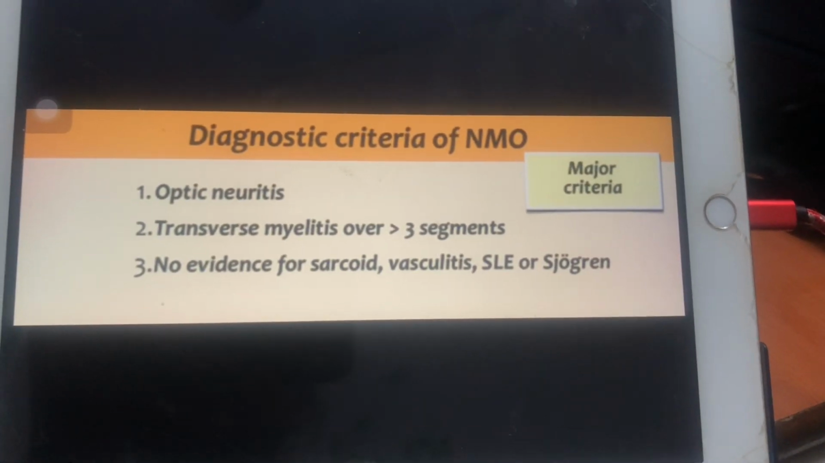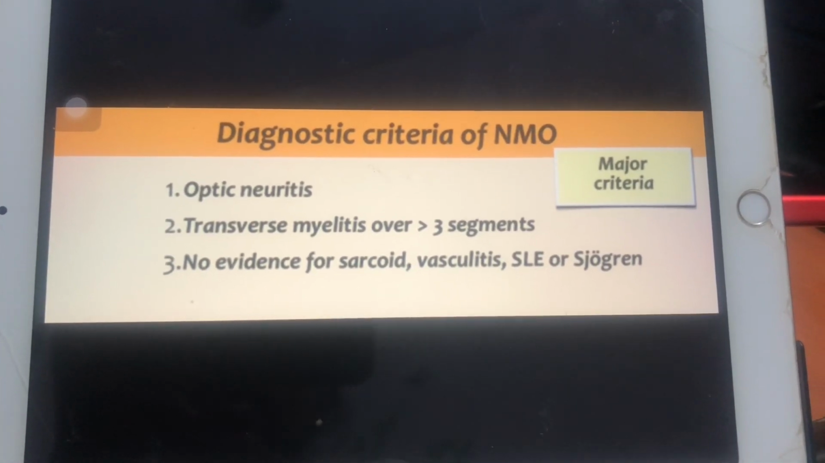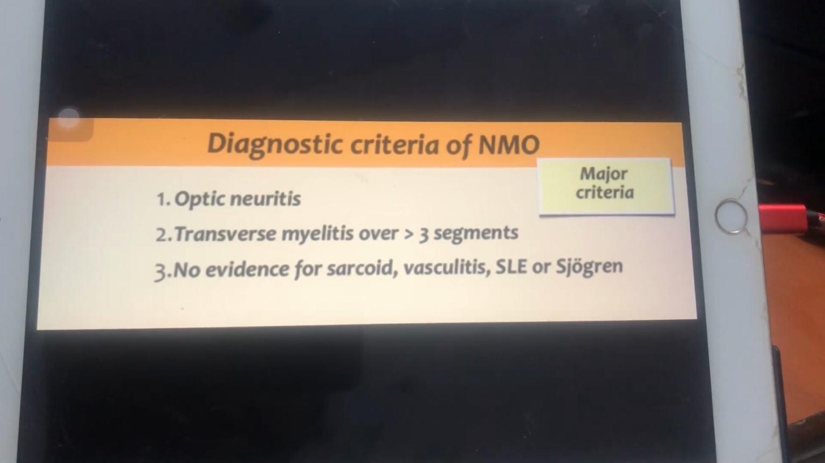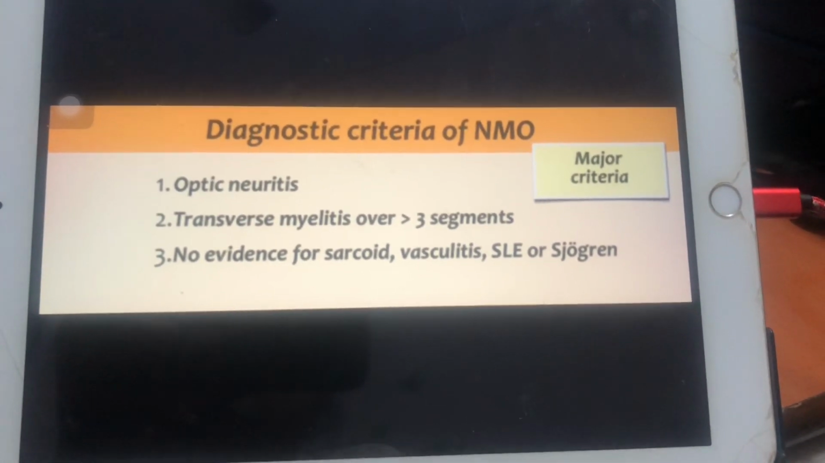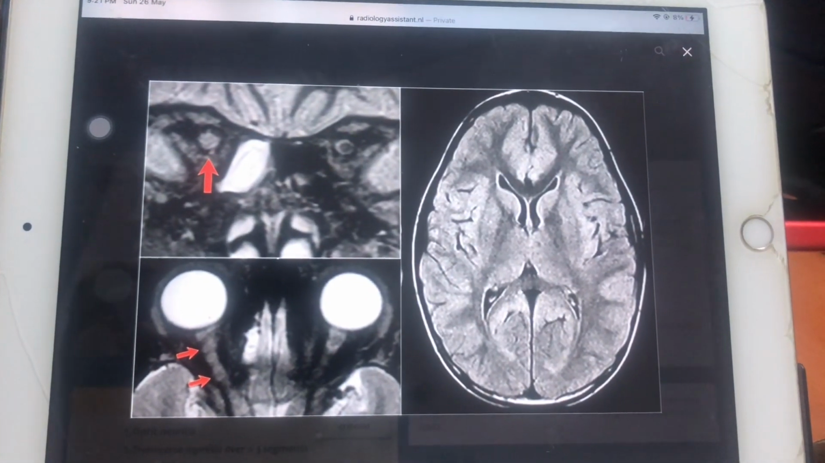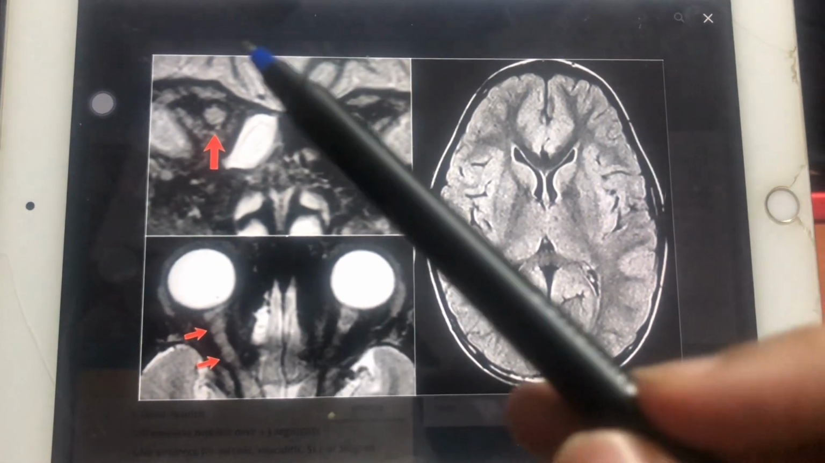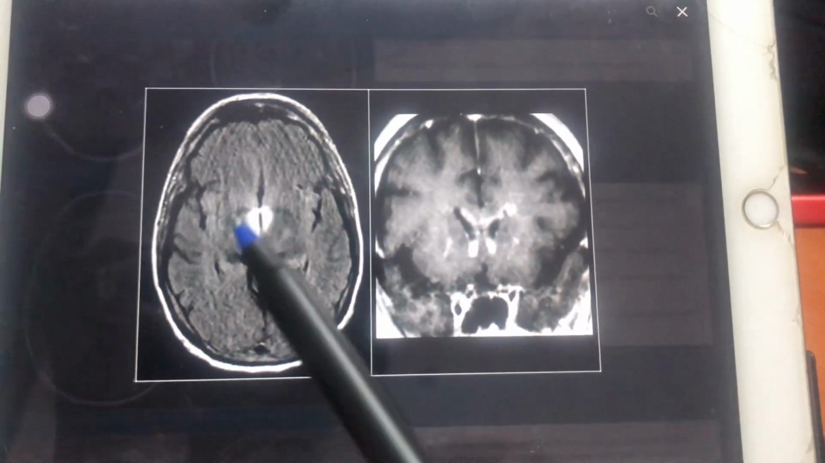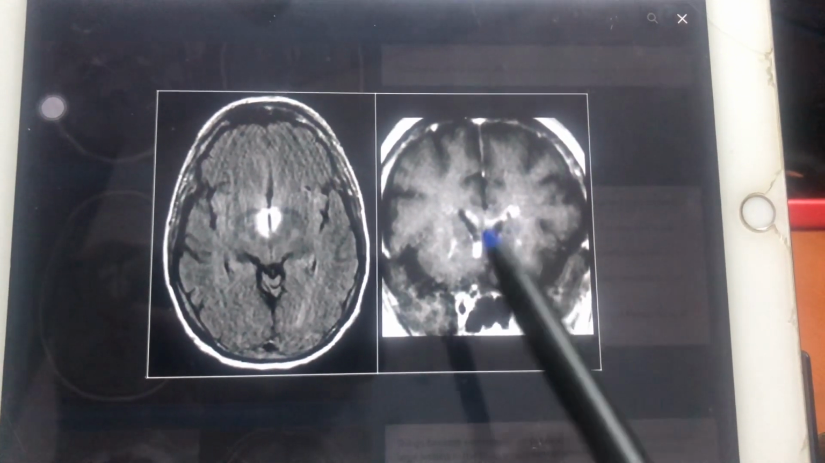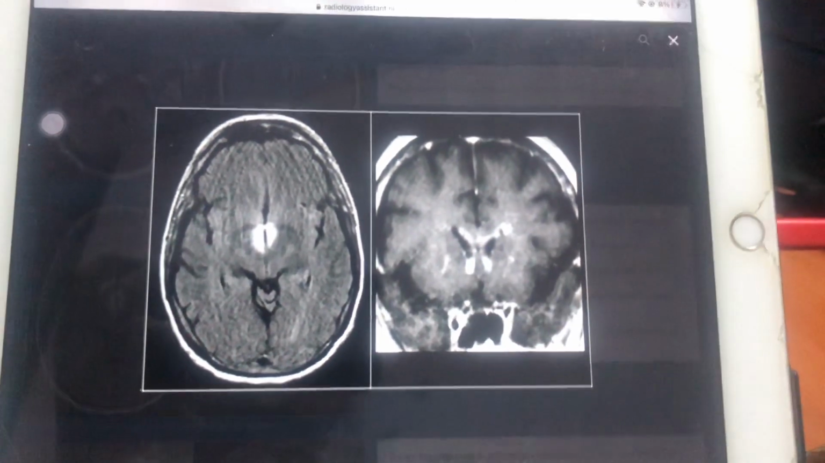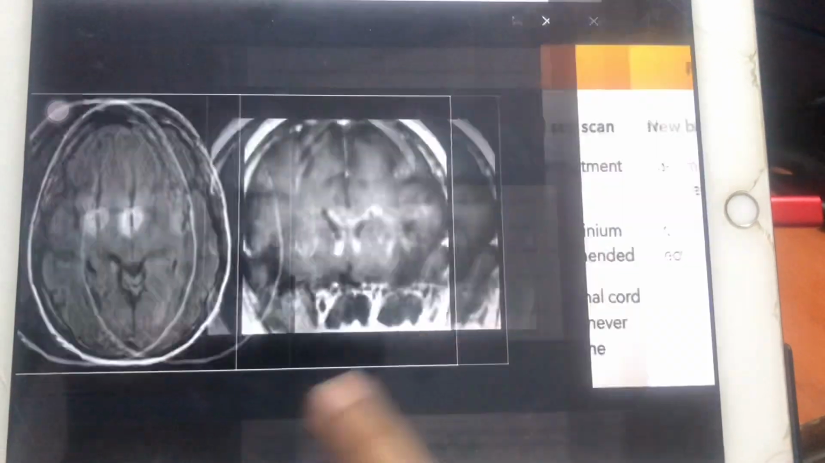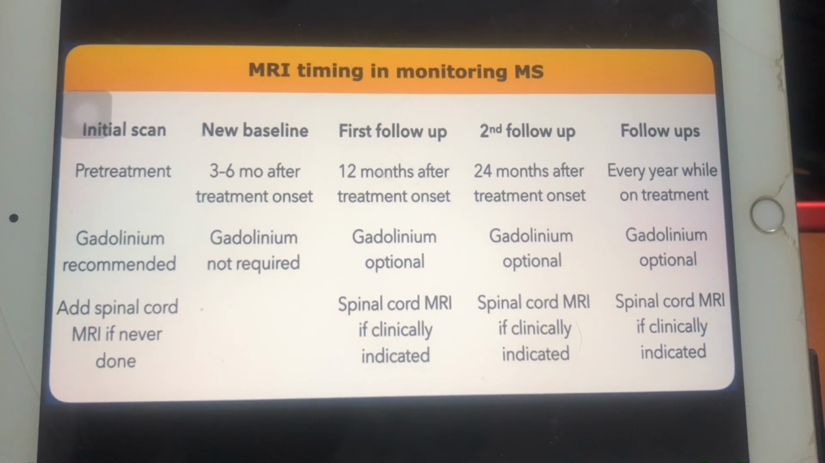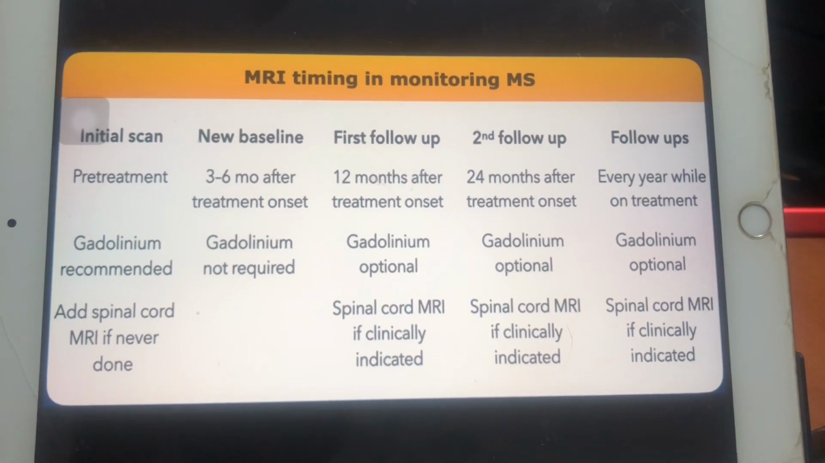So the criteria for NMO is presence of optic neuritis, transverse myelitis over more than 3 segments, and the other diagnoses like sarcoid, vasculitis, SLE or Sjogren's should be excluded. Okay, so again this is the right sided optic neuritis that you can see, and the brain is normal in this case, whereas here you have these classical periventricular white matter lesions that are seen in NMO. So this chart is the protocol for how to follow up MS patients on MR.